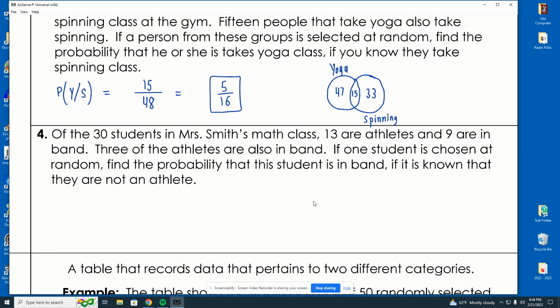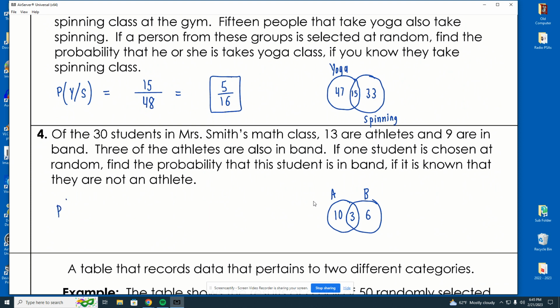Okay, so let's do the circle again. What are the two things being compared? You got athletes and you got band. And I think the key number is how many people are in both? 3. So let's figure out my numbers. 13 are athletes, but 3 were shared, right? So how many are athletes only? 10. And 9 are in the band. So how many are band only? 6. Okay? So let's answer this question based on what it says.